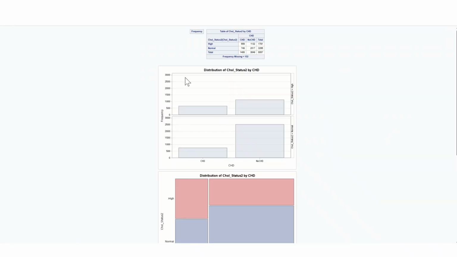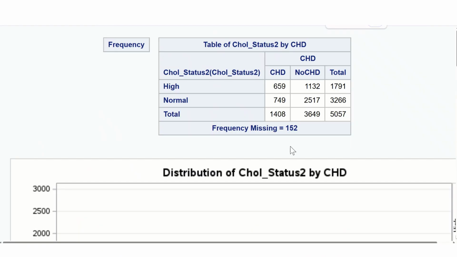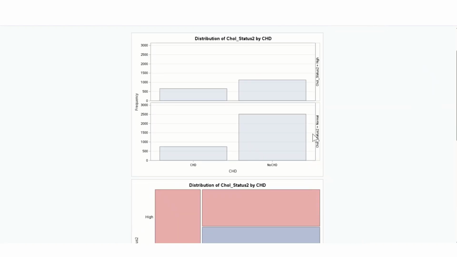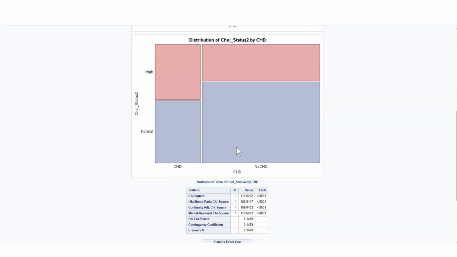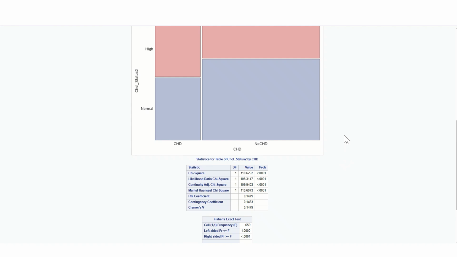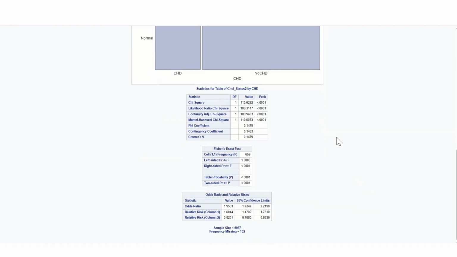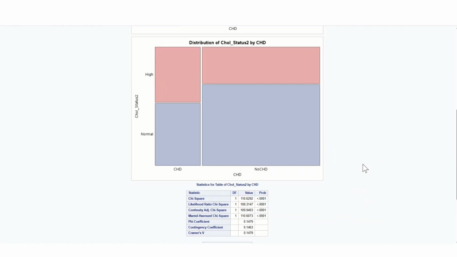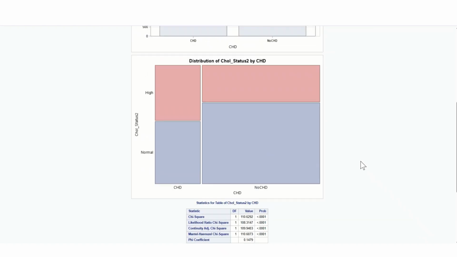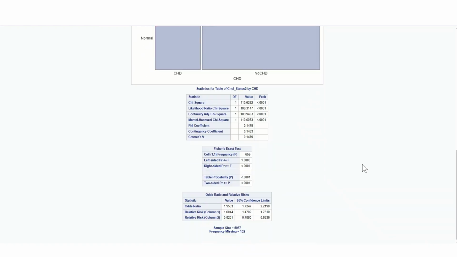Okay, so here are our results. The table which we have thoroughly analyzed so far. A couple of visuals showing that among the individuals with high cholesterol, these are the number of individuals who developed chronic heart disease, and these are the individuals who did not develop chronic heart disease, and another visual showing the same results in this kind of bar chart.